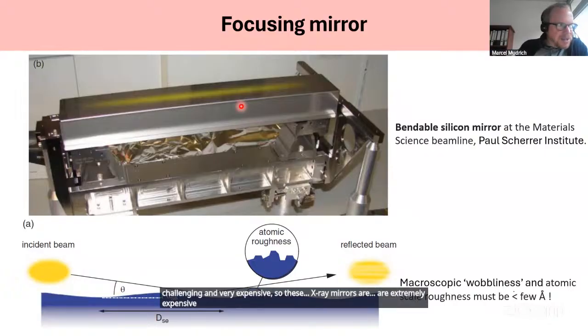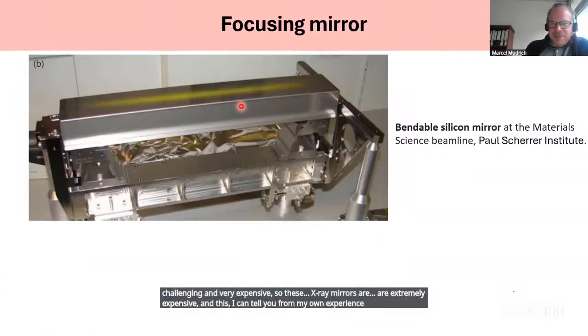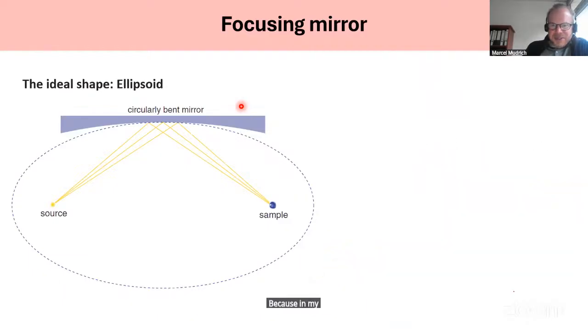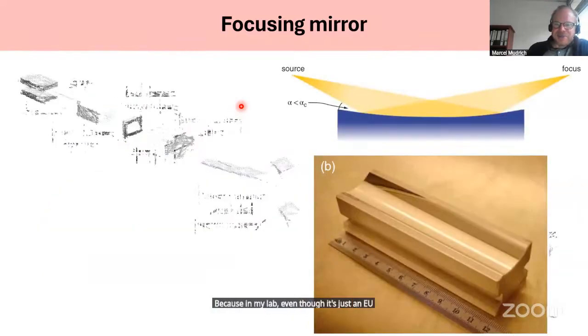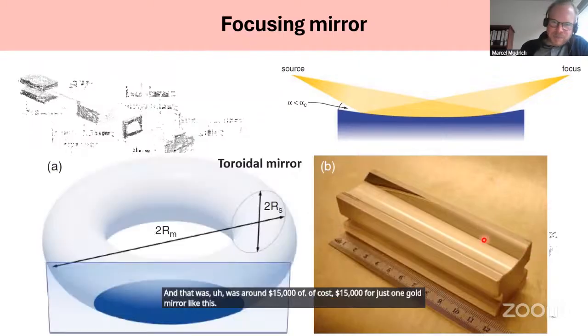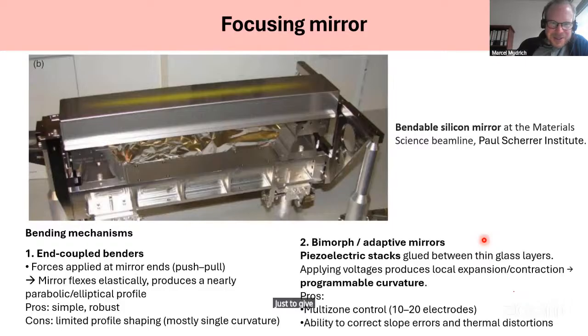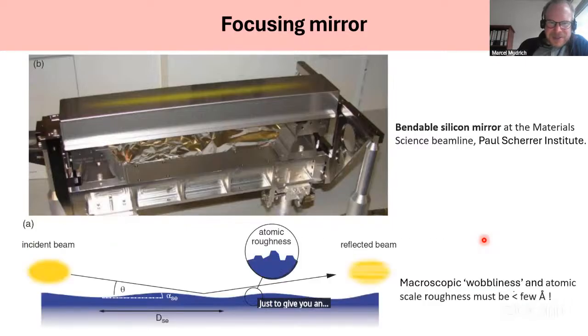And this I can tell you from my own experience, because in my lab, even though it's just EUV, so we are not so sensitive to surface roughness, we had to replace a focusing mirror of this type once, and that was around $15,000 of cost. Yeah, $15,000 for just one gold mirror like this. Just to give you an order of magnitude.